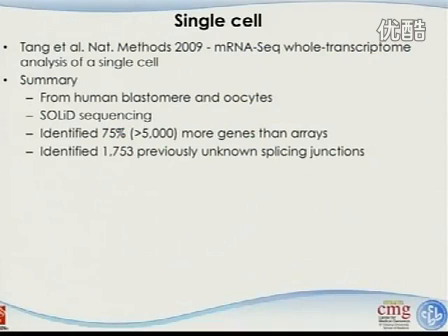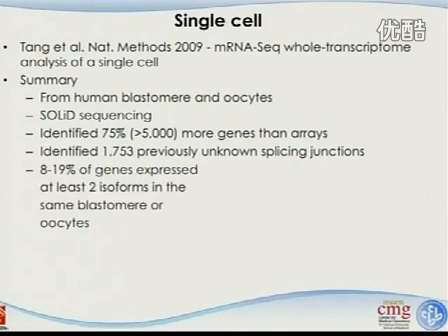So this tells you that with the proper experimental design, single-cell level RNA sequencing can be much more sensitive. They identified over 1,700 previously unknown splicing junctions just in one single cell. Okay? And they also found 8 to 19% of genes express at least 2 isoforms in the same cell. That is kind of amazing.